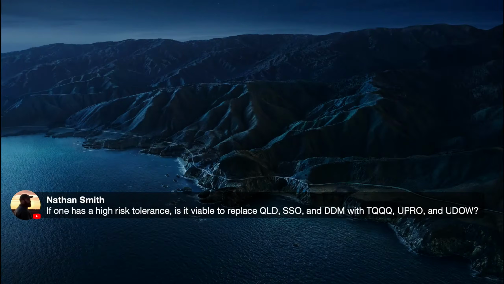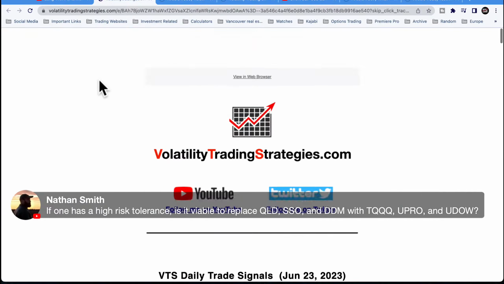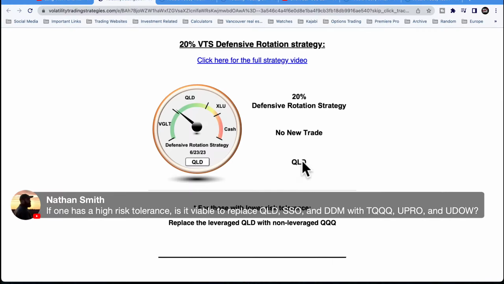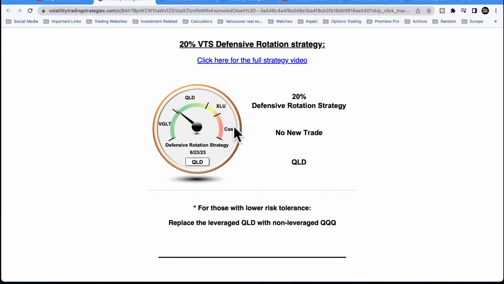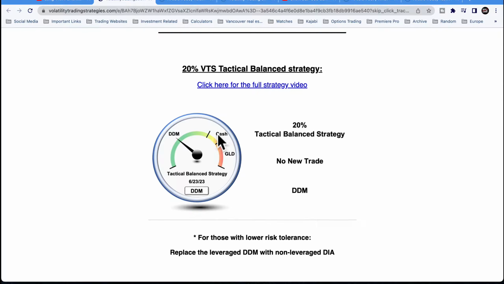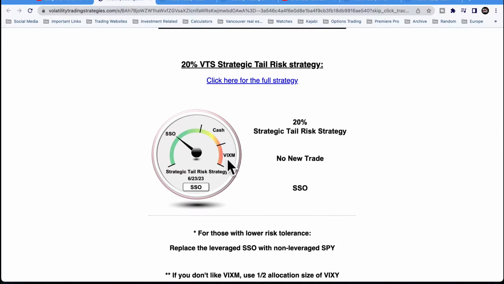If one has high risk tolerance, is it viable to replace QLD, SSO, and DDM with TQQ, UPRO, and UDOW? No, I would say no. I can't tell you what to do. If you're in the VTS community, of course, and you are, you know that for our aggressive positions we do use leverage, but we don't leverage any safety positions at all. So utilities is just 1 times utilities, bonds 1 times bonds, of course cash, gold, anytime we use the treasuries here, and the same thing with the VIXM.